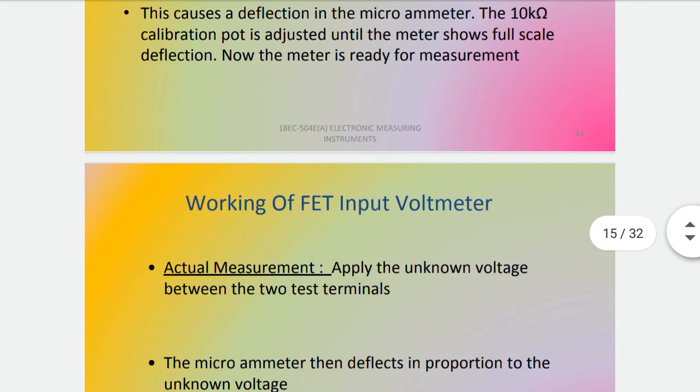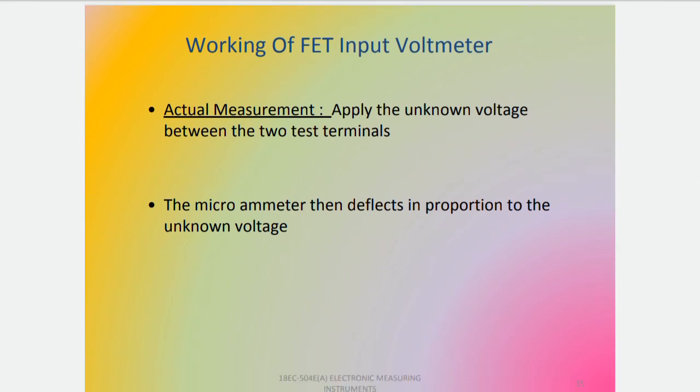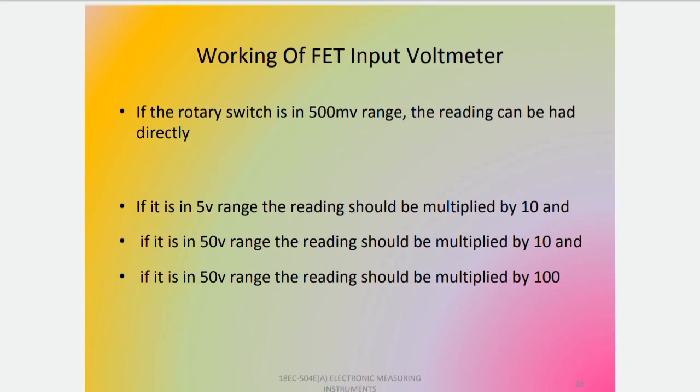Now coming to the actual measurement, apply the unknown voltage between the two test terminals. The microammeter then deflects in proportion to the unknown voltage. If the rotary switch is in the 500 millivolt range, the reading can be had directly. If it is in the 5 volt range, the reading should be multiplied by 10. If it is in the 50 volt range, the reading should be multiplied by 100.